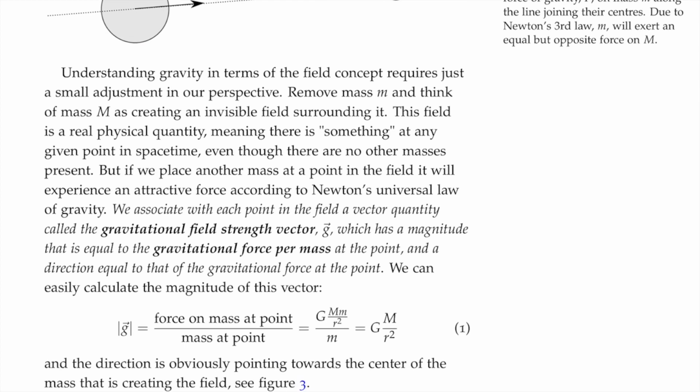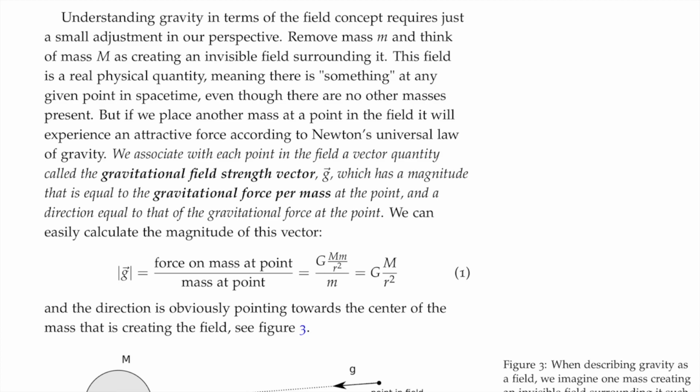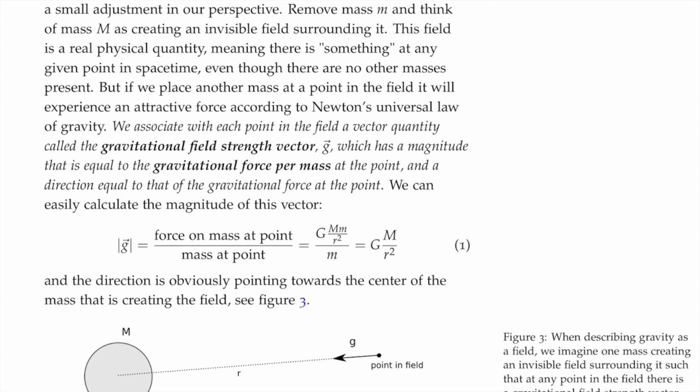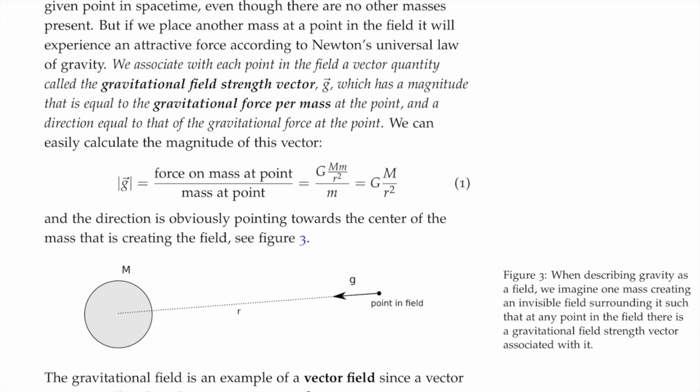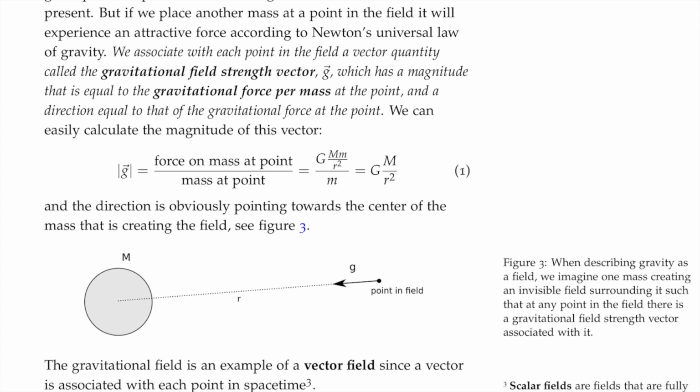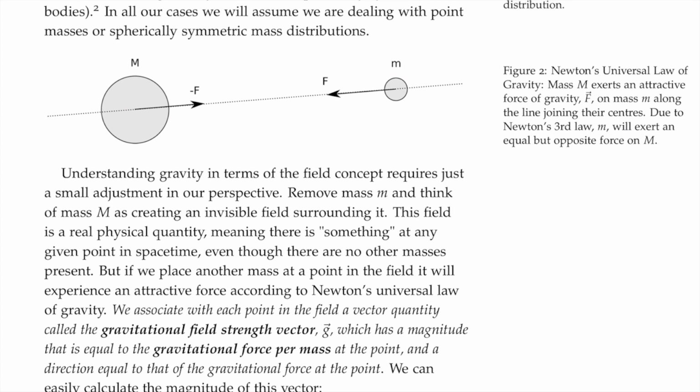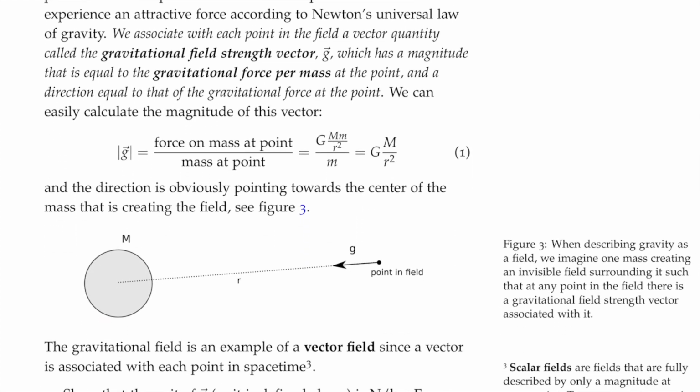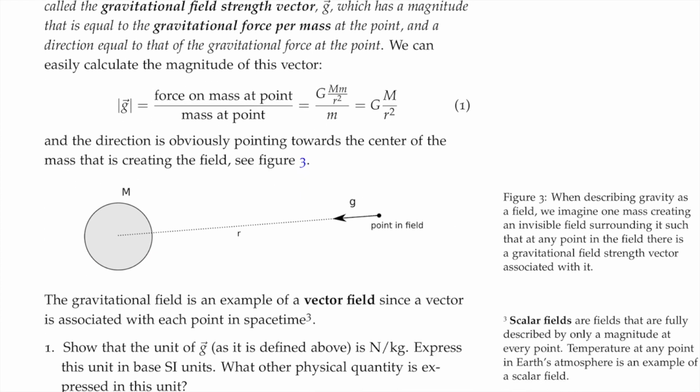So, easy to calculate the magnitude. We take the force on a little mass at the point, divide out the mass that we placed at the point. Okay, so you can see little m cancels out there. And you can see the direction points towards the center. So here we have a picture of the gravitational field strength vector that has been drawn at a point in the field. You can see it's very similar to what we saw up here. We just removed the mass m, and now we have drawn a vector that is the force per unit mass at that point.